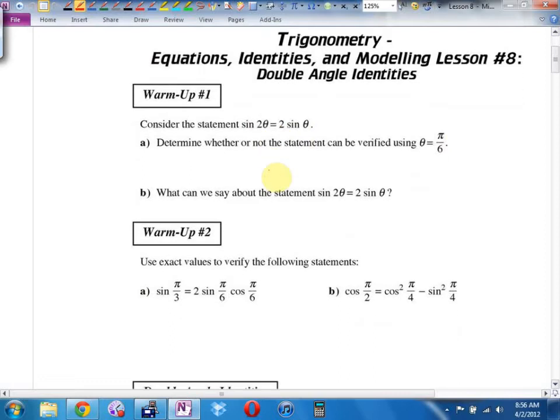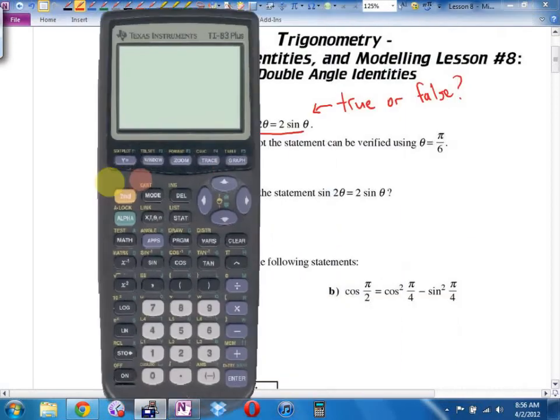And what we're going to ask ourselves, Eric, is very simple. Is this statement here true or false? Is doubling the angle and then finding the sine the same as finding the sine first and then doubling your answer? It says, determine whether or not the statement can be verified using theta equals pi by 6. Okay, get your calculators out. Make sure they're in radians.